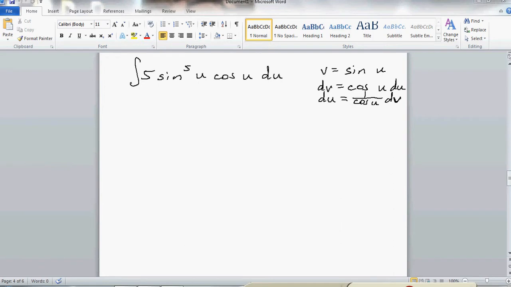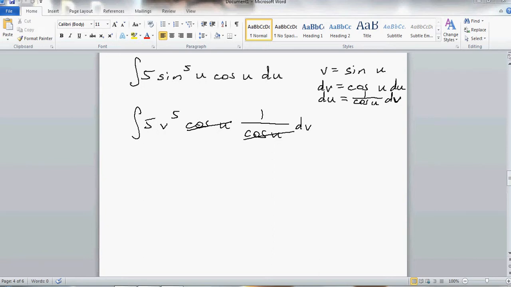Now if we do this properly, all of our u's should disappear. So it's going to be 5 v to the 5th. We don't have any substitution for cosine of u, but du is equal to 1 over the cosine of u dv. So just substitute that in. So cosine of u cancels with the cosine of u, which leaves 5 v to the 5th dv. Now we can finally integrate this. This becomes 5 v to the 6th over 6 plus c.